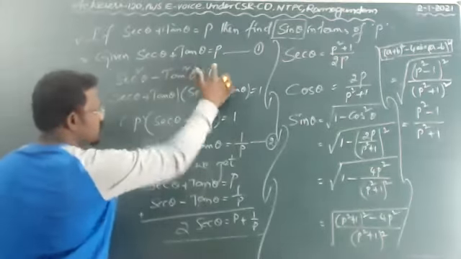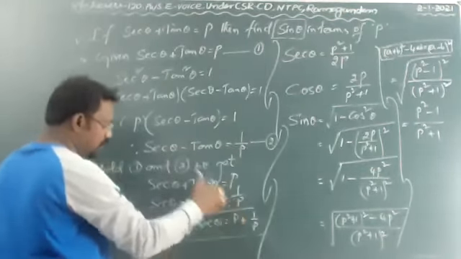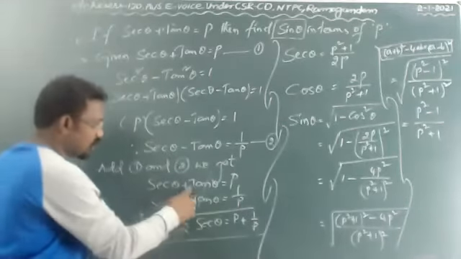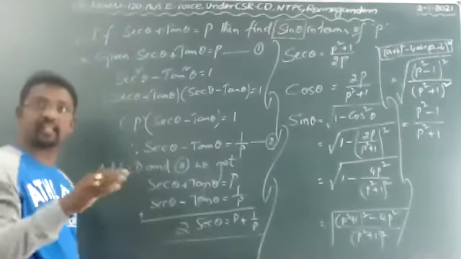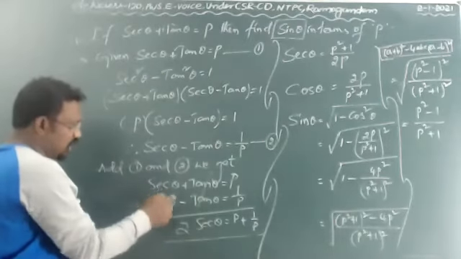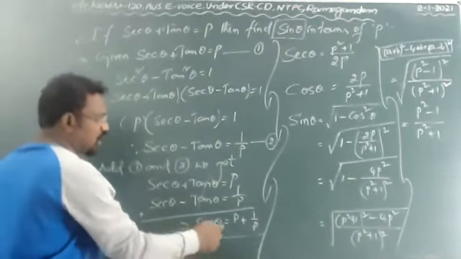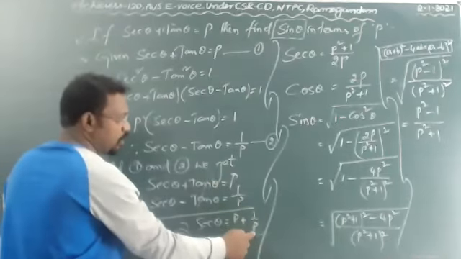Secant theta plus tan theta is equal to p. Secant theta minus tan theta is equal to 1 by p. While adding, plus tan and minus tan get cancelled. And what is left is secant plus secant, which is 2 secant theta. And on the right, p plus 1 by p.